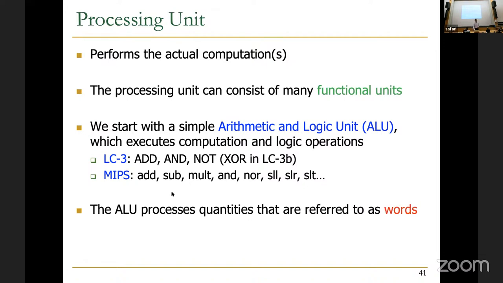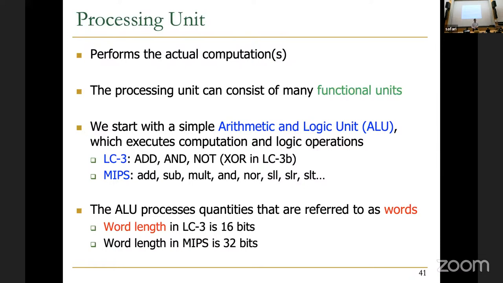The arithmetic logic unit processes quantities that are referred to as words. And this is where the word length really comes from. Word length in LC-3 is 16 bits. Word length in MIPS is 32 bits. So when people say, for example, I have a 64-bit computer, that's really referring to the word length. What is the maximum number of bits an operand, one of the inputs of the ALU, can take? Of course, the ALU or the functional unit can operate on smaller granularities as well, 8 bits, 16 bits, but word length refers to the maximum granularity at which the functional unit is designed to perform computations.